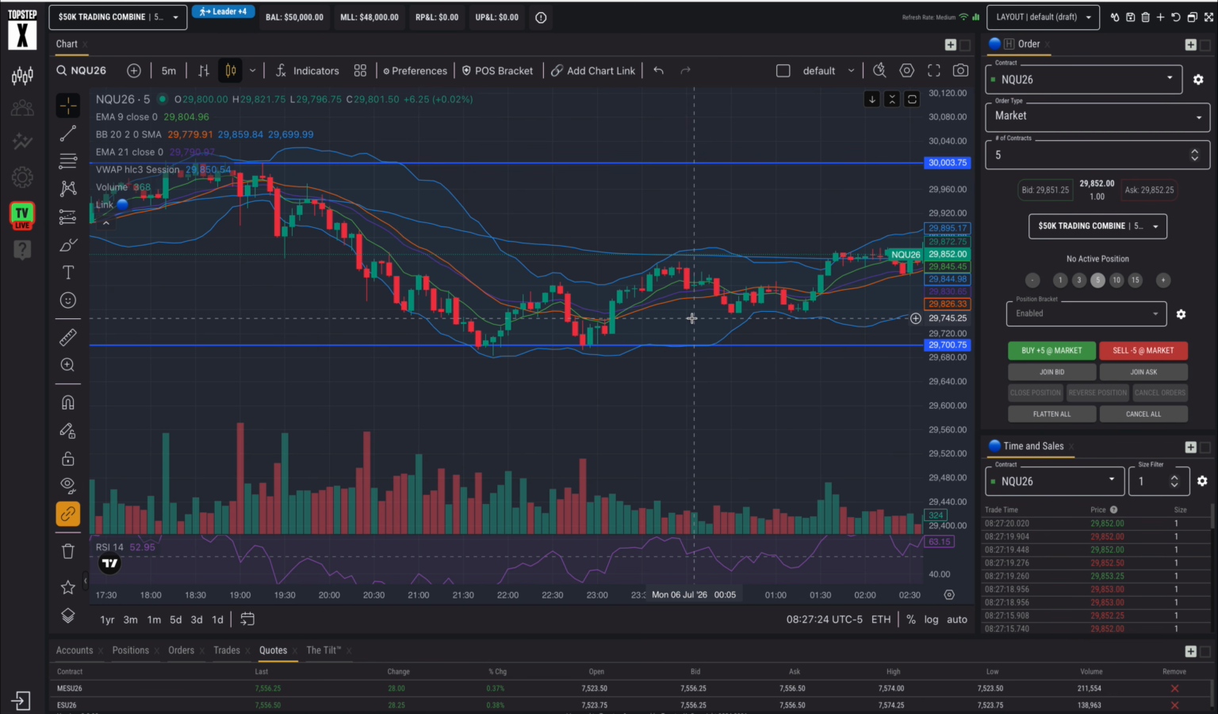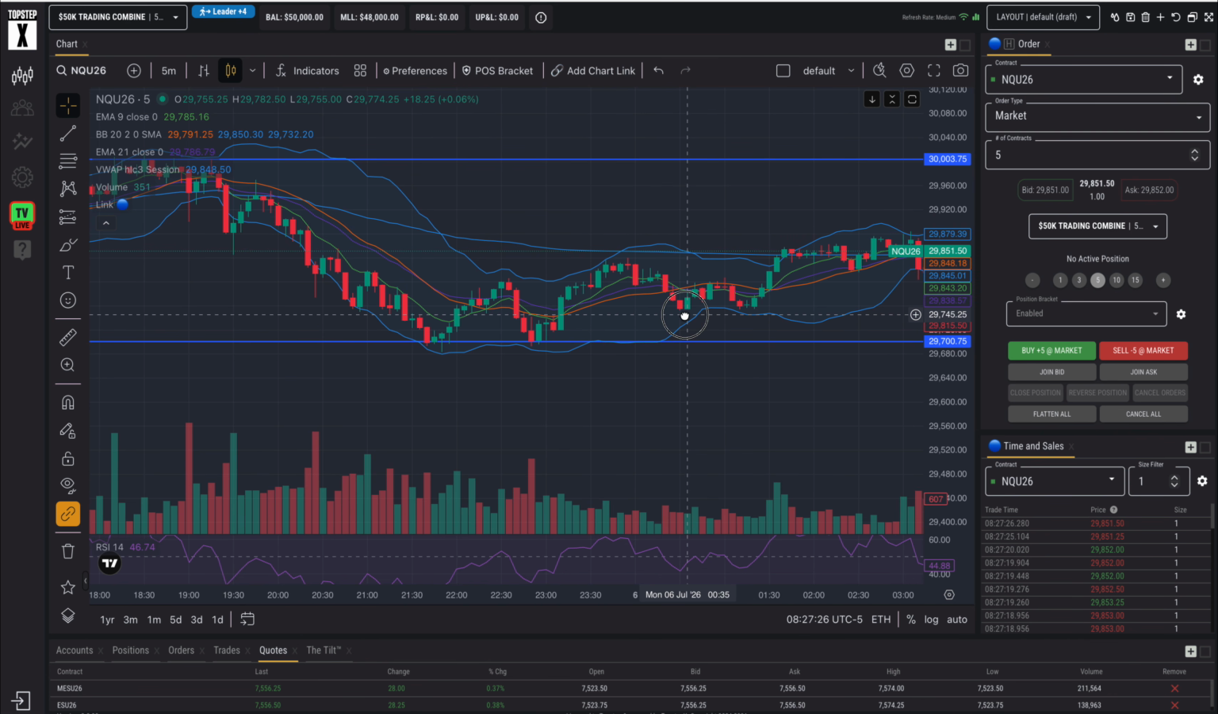For beginners, don't overcomplicate it before the market opens. For me, I mark three things that are important: pre-market high, pre-market low, and I look at the VWAP. This will tell you the direction the VWAP does.